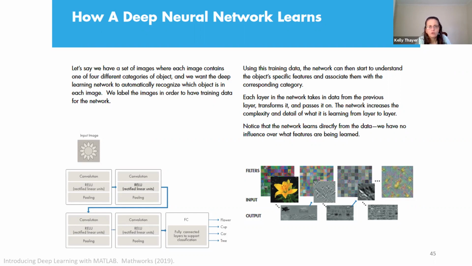So we don't necessarily know what features would be found in the beginning, but what you can see here is that for the lily, it's been divided up into several components. And so what we see here is that it should have this general overall shape. And that might be something that's a feature of it being classified as a lily. Notice that the network learns directly from the data. There is no influence over what features are being learned. So various features could be learned based on the different inputs that are provided.